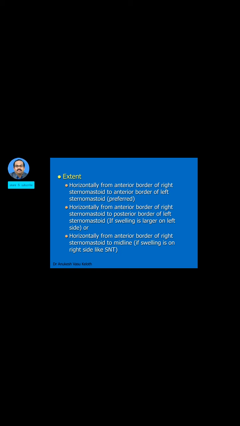The third option is horizontally from the anterior border of the right sternomastoid to the midline. This is if the swelling is definitely on one side only, like a solitary nodule thyroid on the right side, and you know on the other side you don't have a swelling. So you can select. The easiest and most preferred is anterior border to the anterior border. A little bit of laxity is given by the examiner when you present such things. But when you go for posterior border or midline, you must be sure that it is the posterior border and the limit is the midline. So when you move out of the anterior border to anterior border, you must be perfect in your findings.